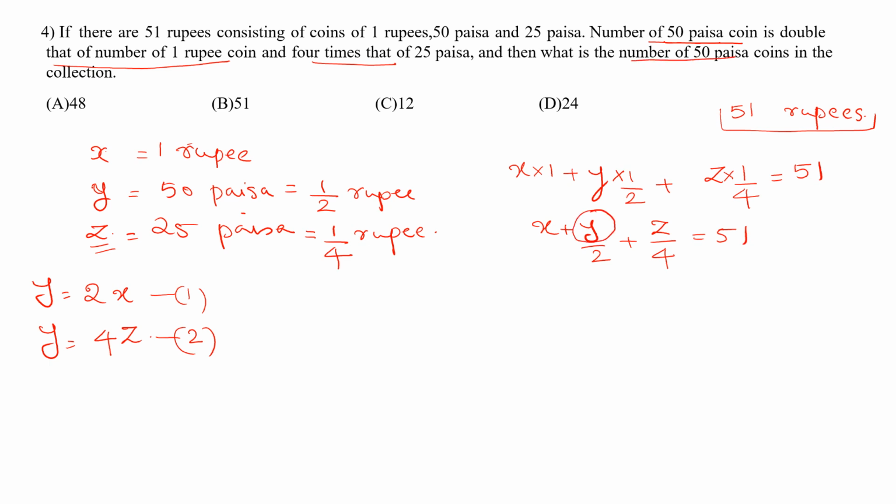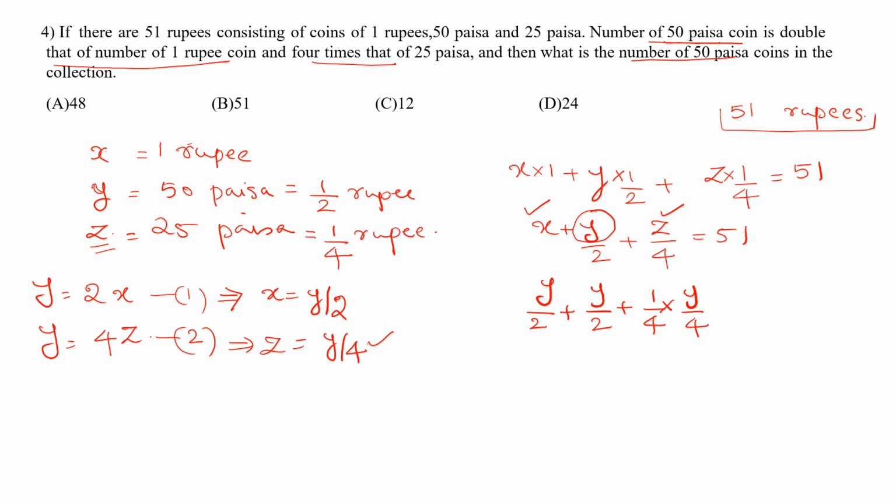For this we will substitute x and z in terms of y. What is x in terms of y? From this equation we get x is equal to y by 2. From this equation we get z as y by 4. Now we will substitute here. x is y by 2, then again y by 2 plus 1 by 4 into z. z is y by 4. This is equal to 51.